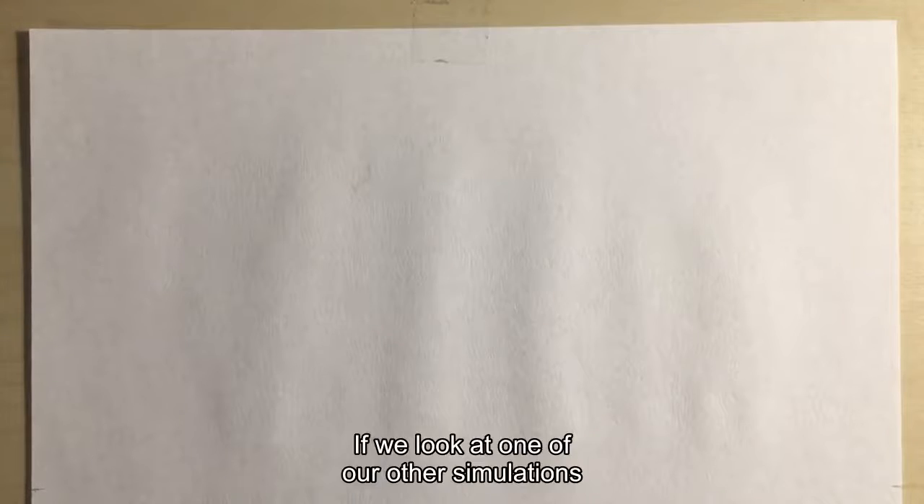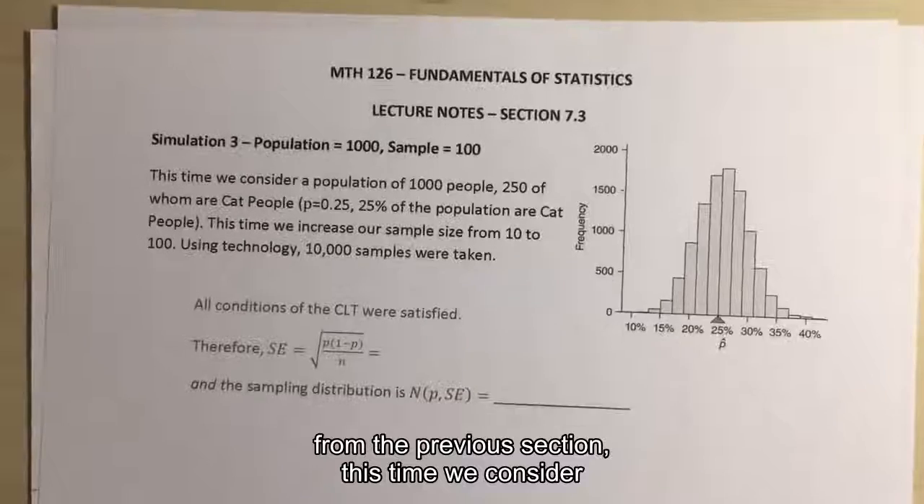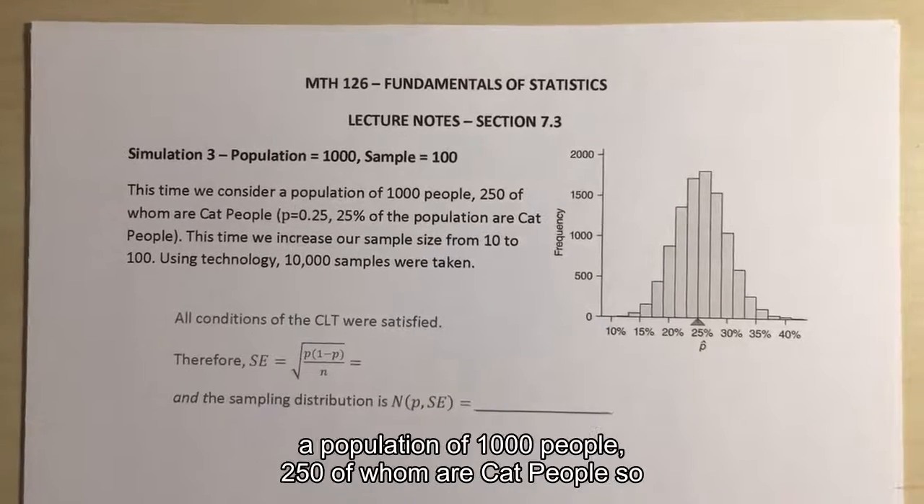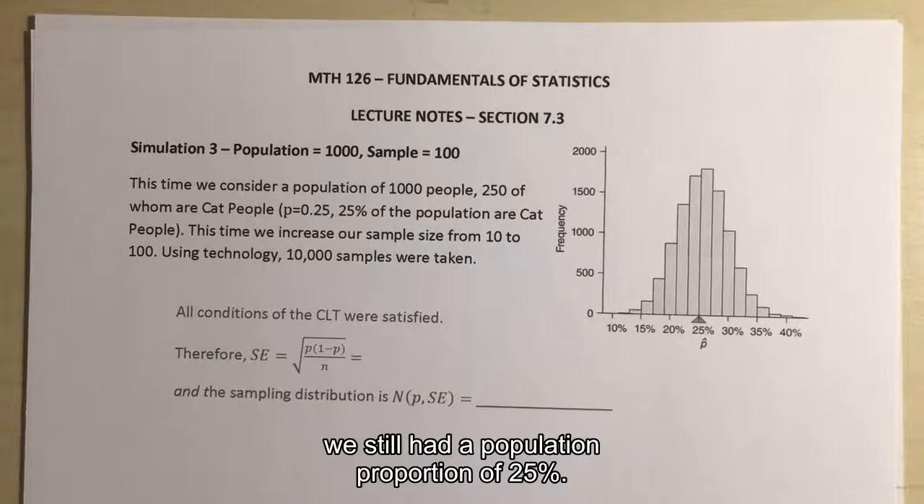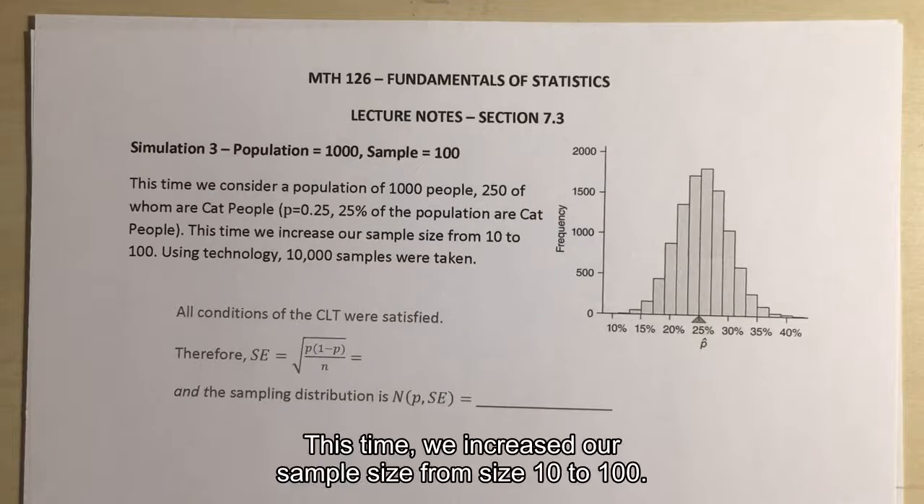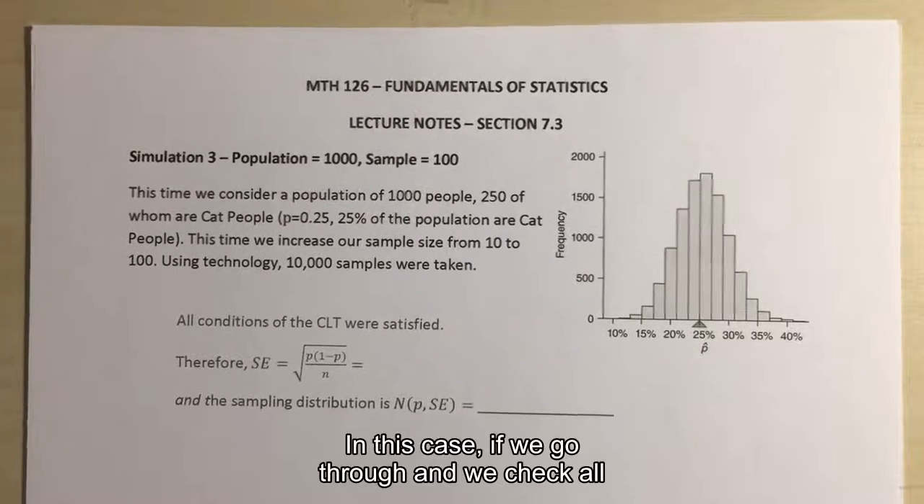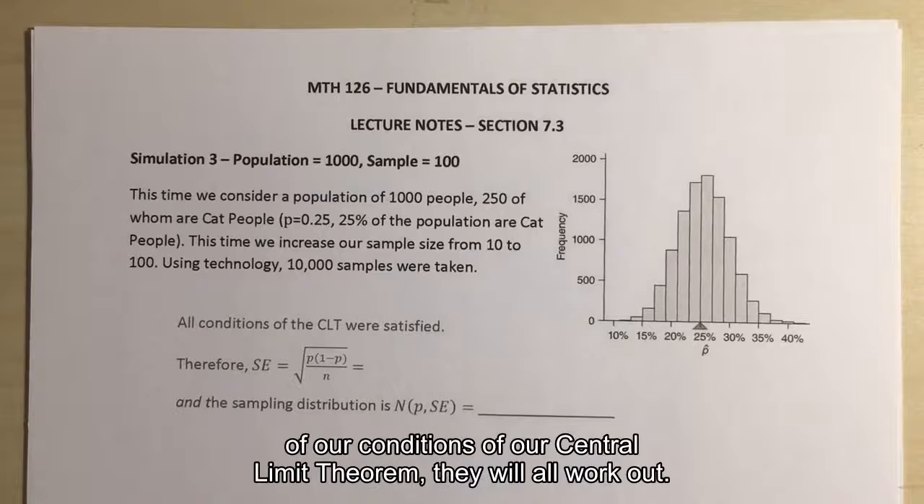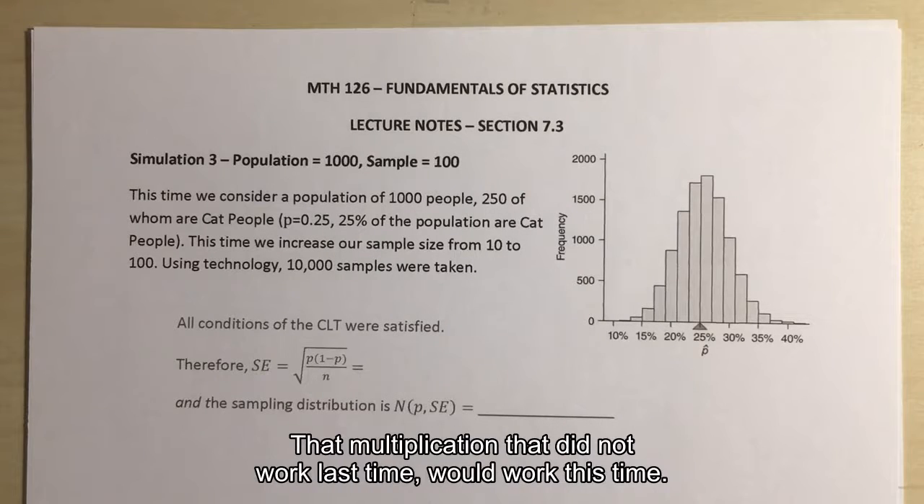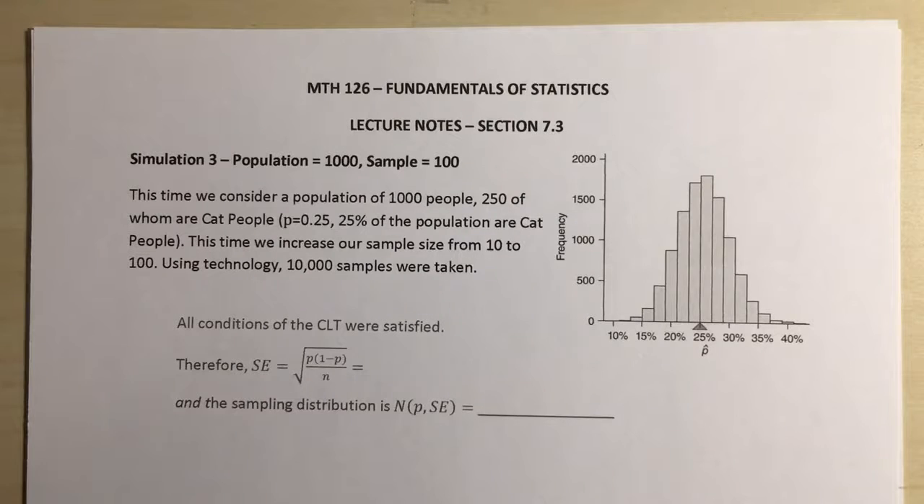If we look at one of our other simulations from the previous section, this time we consider a population of 1,000 people, 250 of whom are CAP people, so we still have a population proportion of 25%. This time we increased our sample size from 10 to 100. If we check all of the conditions of our central limit theorem, they will all work out. That multiplication that did not work last time would work this time.